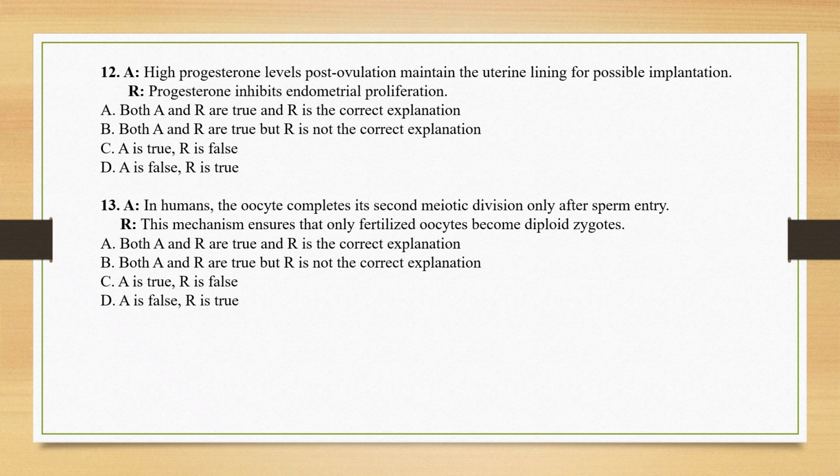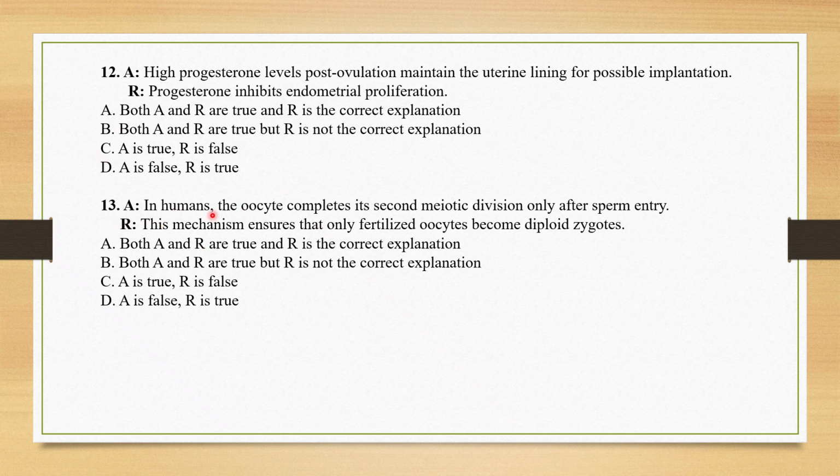Assertion: High progesterone levels post-ovulation maintain the uterine lining for possible implantation. Reason: Progesterone inhibits endometrial proliferation. Both the statements are true, but reason is not the correct explanation. So it will be option B. We will go to the first statement. It's about maintenance of uterine lining and making it suitable for implantation. And the statement 2 talks about inhibiting further proliferation, which is part of the hormonal shift, but it is not directly linked with maintenance function. So the answer becomes B.